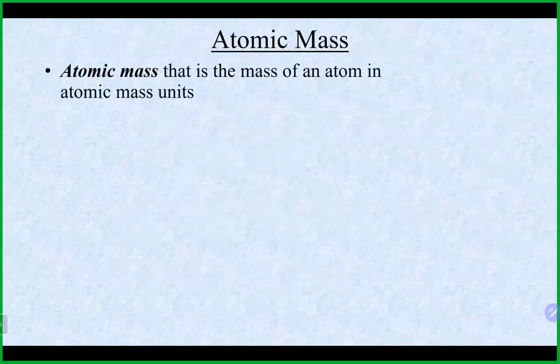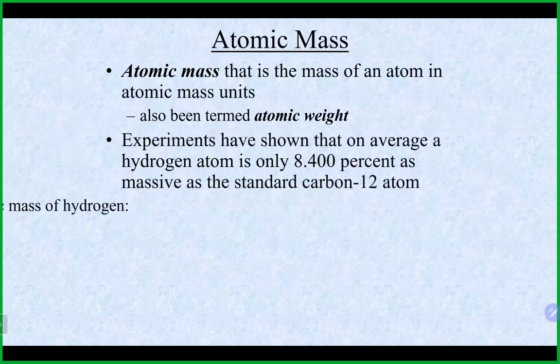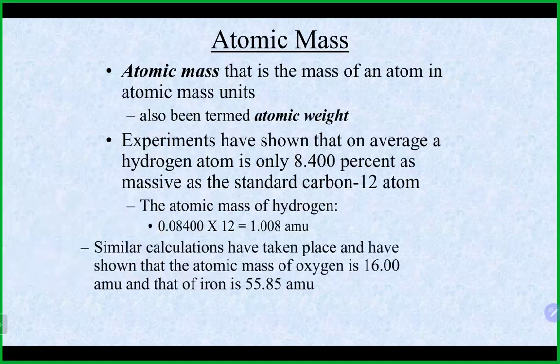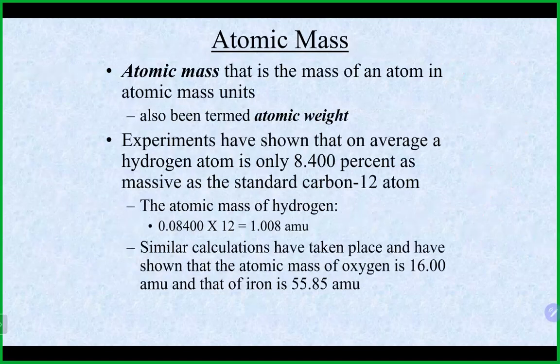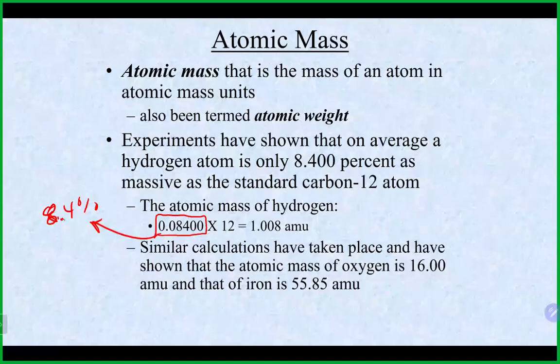Basically, what they did was some experiments, and they found, for example, that hydrogen is only about 8.4% as massive as the carbon 12 isotope. So they did a little calculation. This is 8.4% converted into a decimal: divide by 100 or move the decimal place 2 places to the left. And they times it by the atomic mass of our carbon 12 isotope, and we get something like 1.008.